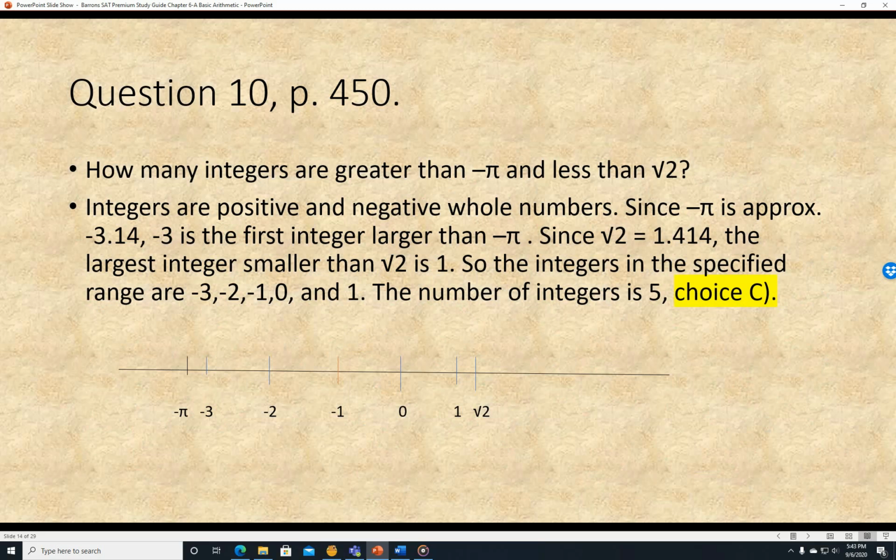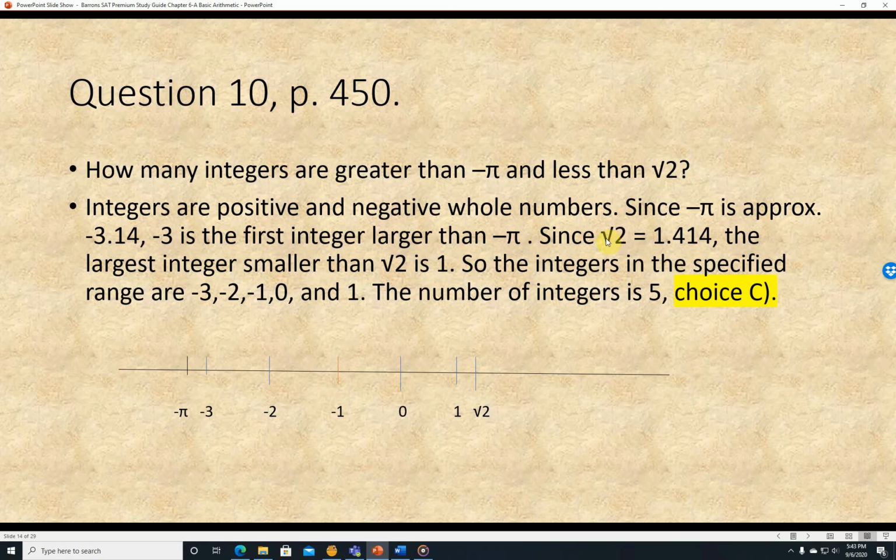How many integers are greater than negative pi and less than the square root of 2? Well, integers are positive and negative whole numbers, and also 0. So, okay, got to include 0. Since negative pi is approximately negative 3.14, negative 3 is the first integer larger than negative pi.